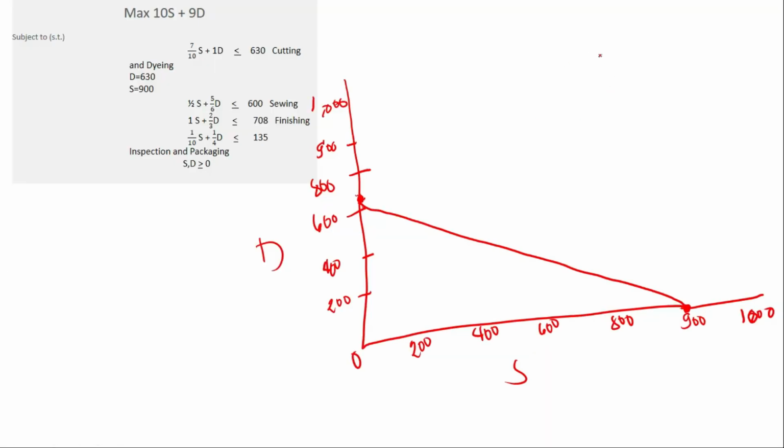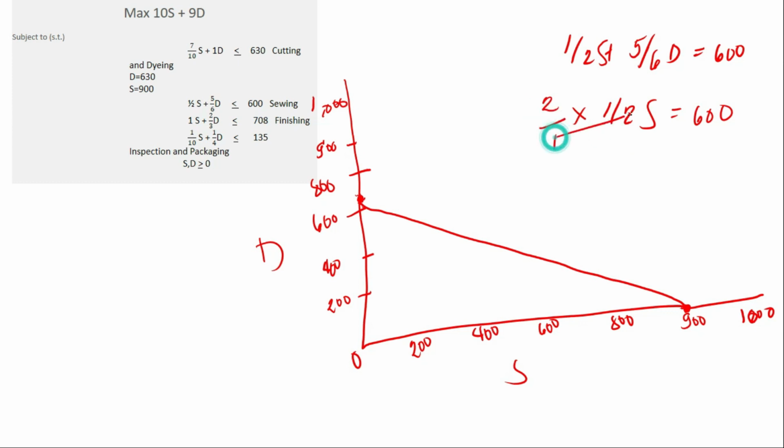Okay, we have here one half S plus 5/6 D is equal to 600. So in our solving class, we have to transpose again. Let us first find the value of S. So one half S is equal to 600. Let's get the reciprocal and multiply it.